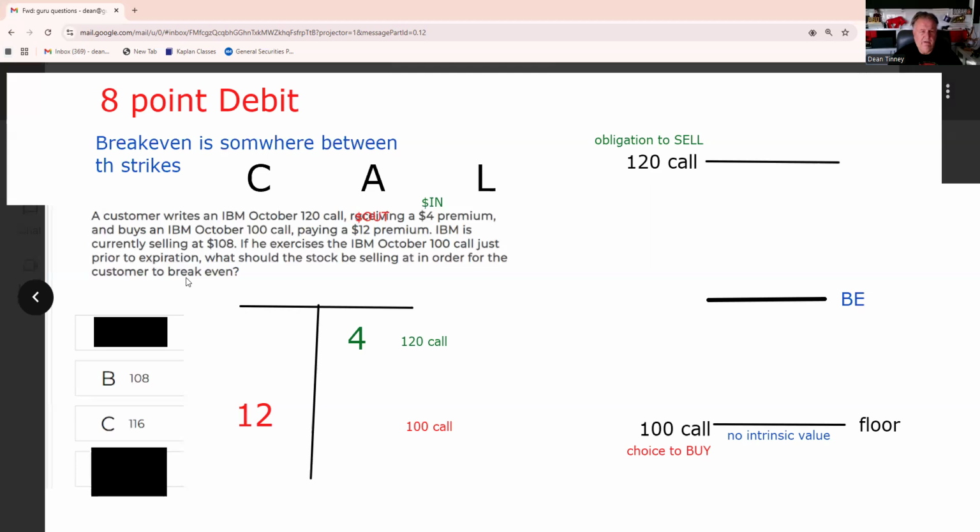Here we're going to use CAL. That stands for call, add to the lower. We're going to take the lower strike, which is 100. We're going to add 8, and we're going to get the break even of 108. So the answer to the question is B.